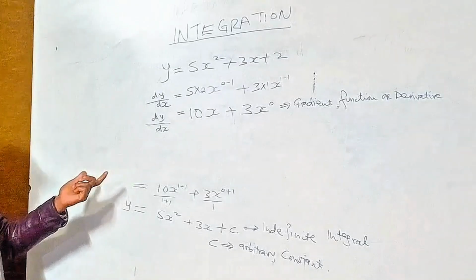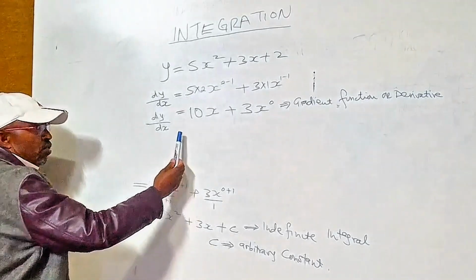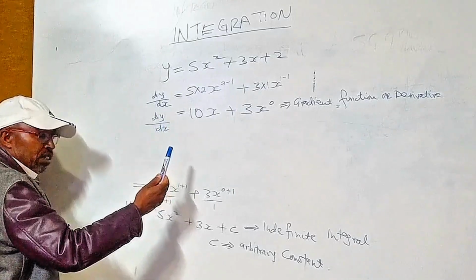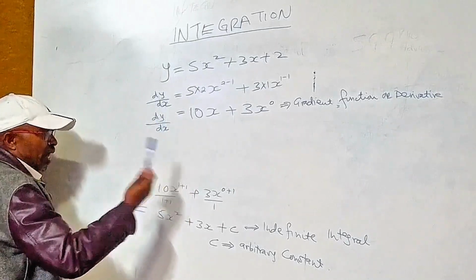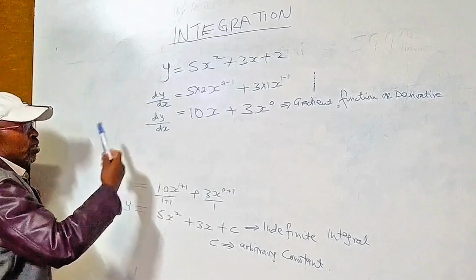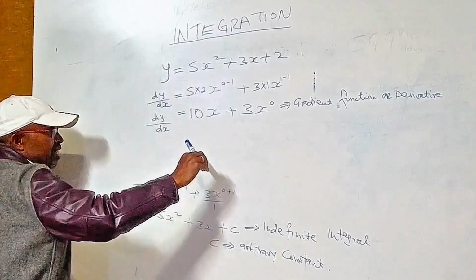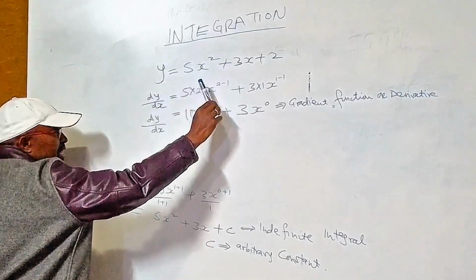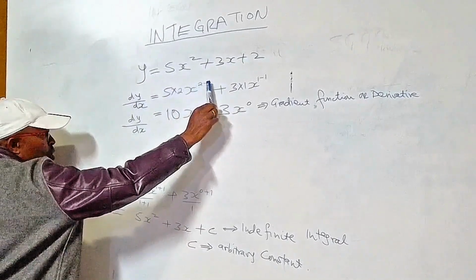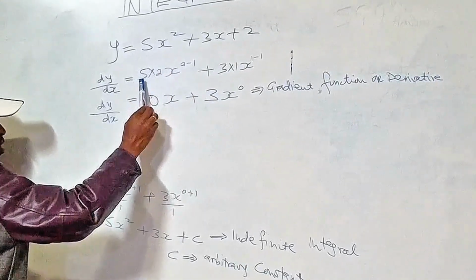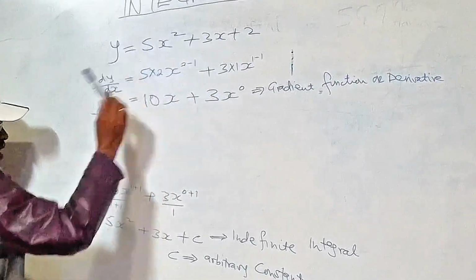So given the gradient function now, because we have already said that integration is the reverse of differentiation, when we are given the gradient function, we can start from the gradient function, and then you get the expression of y in terms of x. How do you reverse? To get the gradient function, we have reduced the power of x by 1, and we have multiplied the coefficient of x by the power of x.